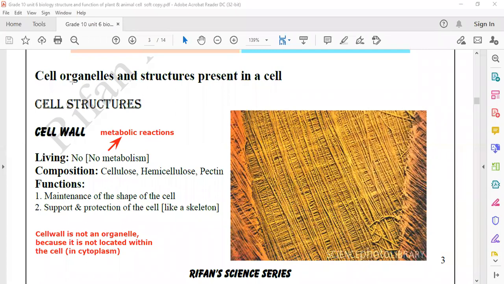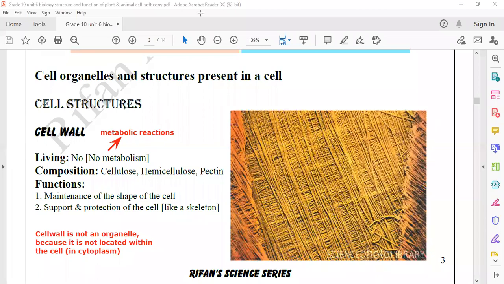Now if we die, think that way. If we die, the metabolic reactions taking place in our body will stop. That's why we are dead. That is the science behind the death. Are you clear?